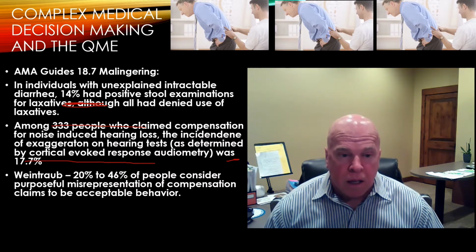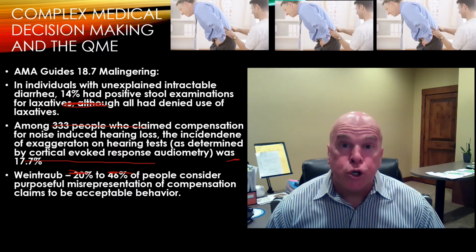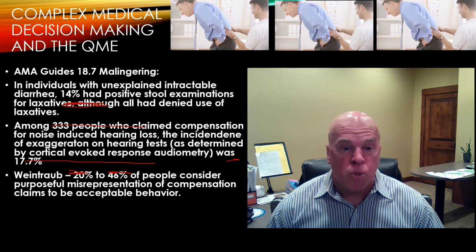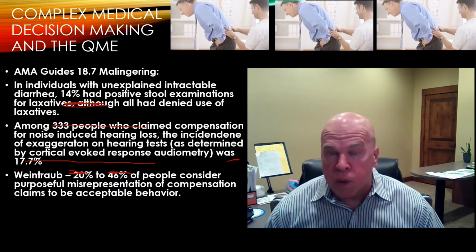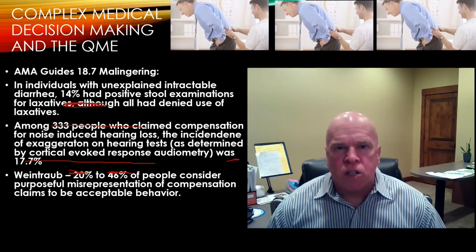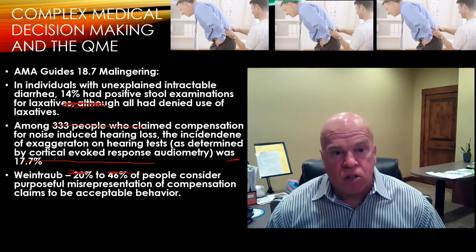And Weintraub sets that at 1 in 5 people to as many as almost 1 in 2, right? 46% is almost 1 in 2. This is almost 50%. That's every other person considers a little bit of exaggeration, a little bit of malingering to be acceptable behavior in compensation claims.